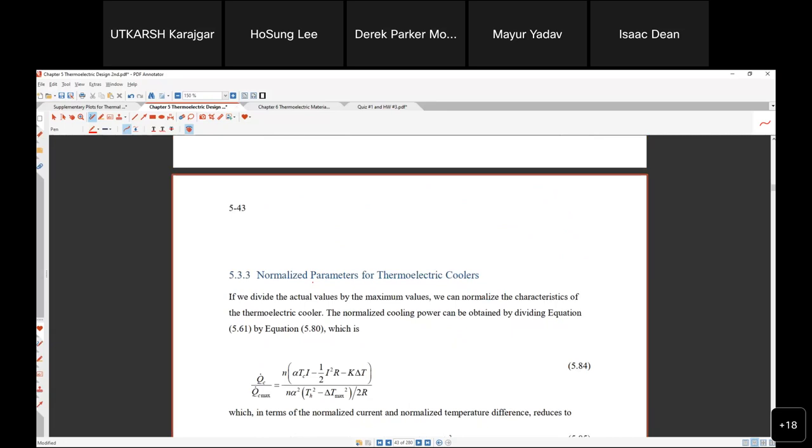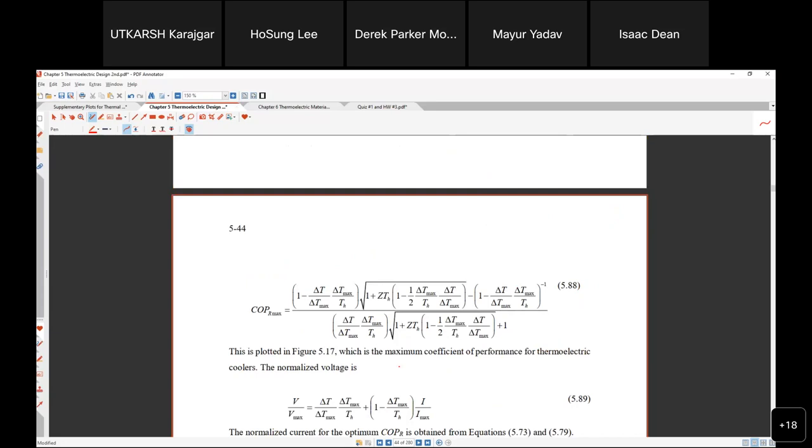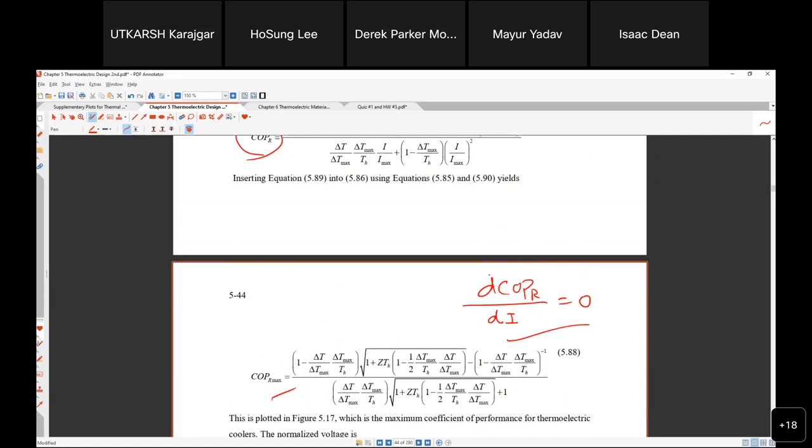And once I have the maximum values, I was able to calculate the COP instead of efficiency. We're not using efficiency for refrigerator cooling. So COP, but the concept is the same for a refrigerator: output over input. So what is it? Input is power, and output is QC. So we come up with this. I got the maximum, we take a derivative of COPR with respect to current, let it be zero. I think I did it. Yeah, I did a lot of work.